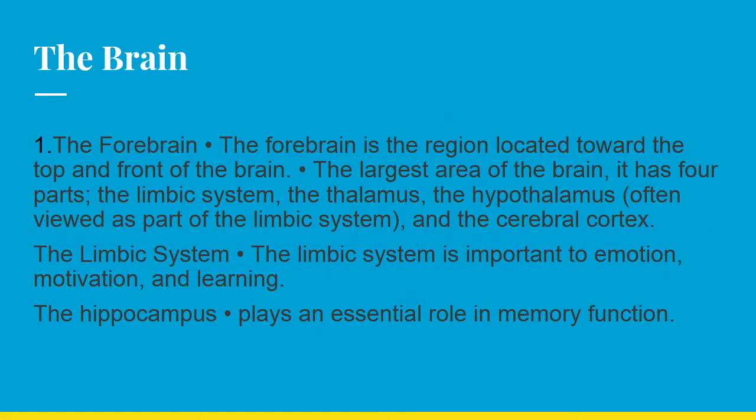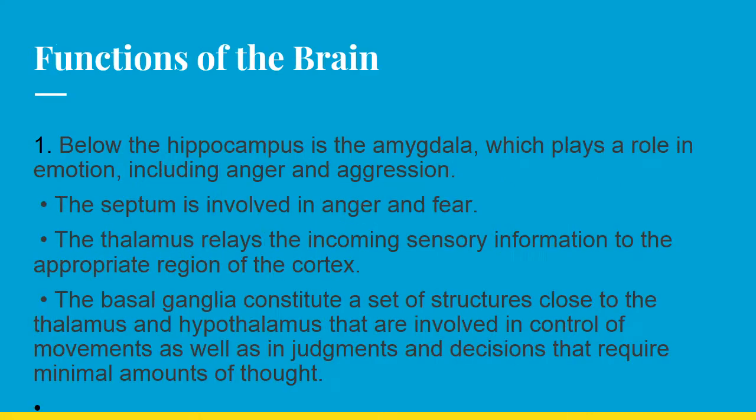The forebrain is the region located towards the top and front of the brain, and it is the largest area of the brain. It has four parts: the limbic system, the thalamus and hypothalamus, and the cerebral cortex. The limbic system is responsible for our emotions, motivation, and learning. And the hippocampus plays an important role in.